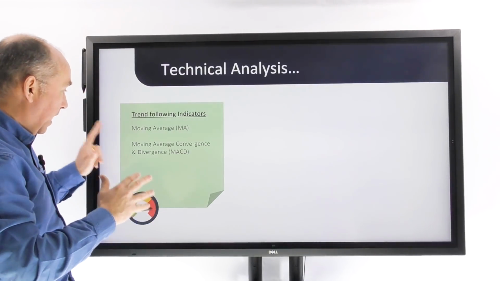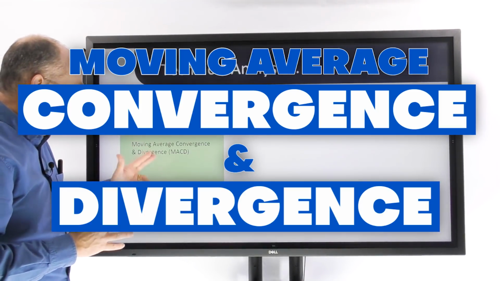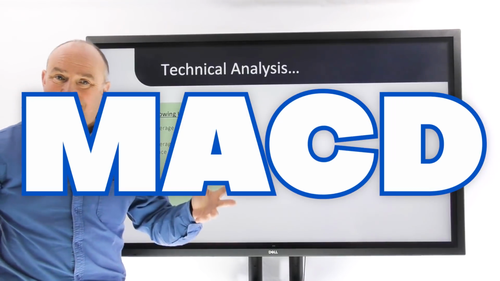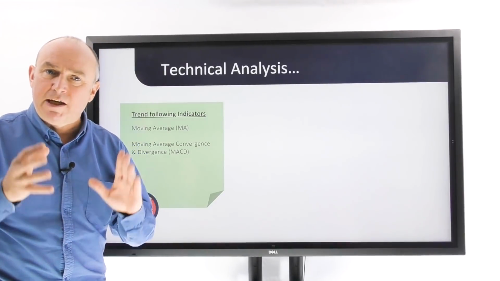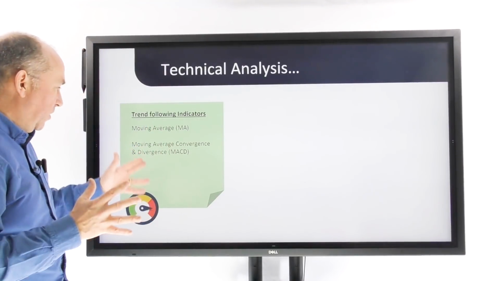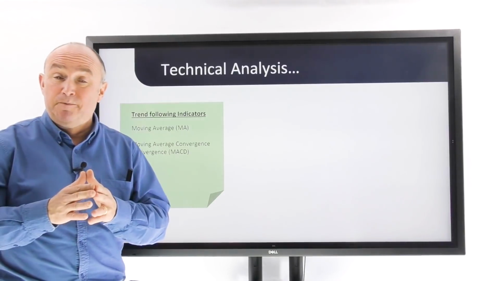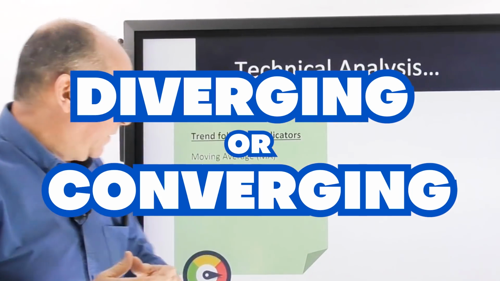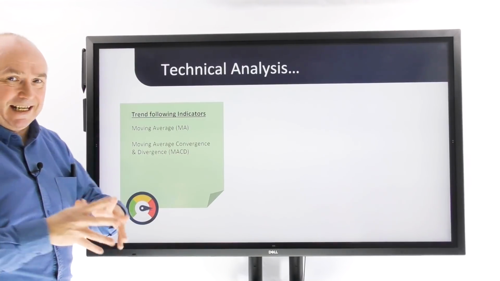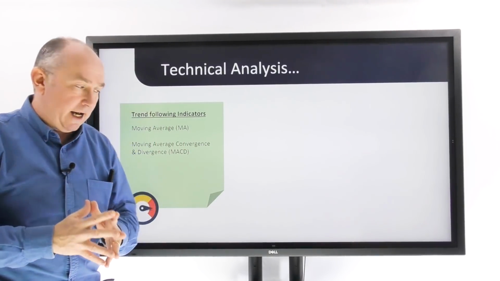You've also got the moving average convergence and divergence, often referred to as the MACD. If you've heard the word MACD, we're not talking about McDonald's hamburgers, it's talking about the moving average convergence and divergence. It's basically looking at two moving averages and seeing are they diverging or are they converging. Basically the MACD is a good one for trend following as well.